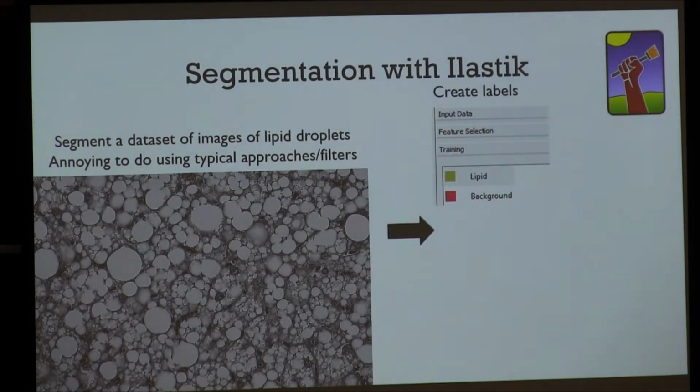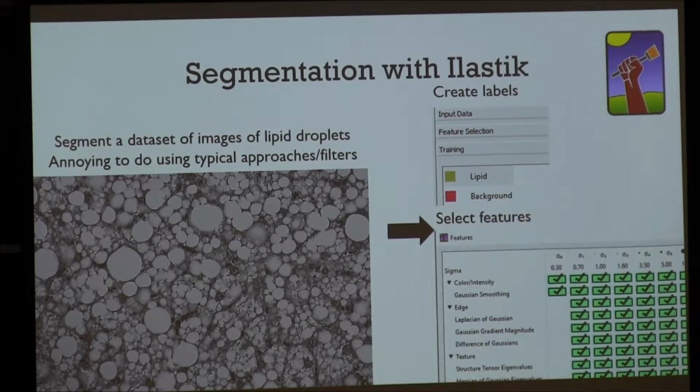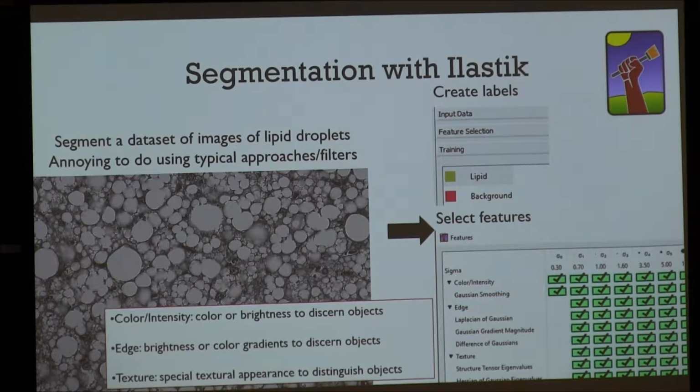With Ilastik, what you can do is create a couple of labels. So say one lipid and one background. We would label the lipids here in yellow, the background in red. And then you can select a number of different features that you're going to use the supervised segmentation to learn from. These features include things like the color and brightness, but also the gradients within the image to segment on. And on top of that, there's a number of different textures as well.